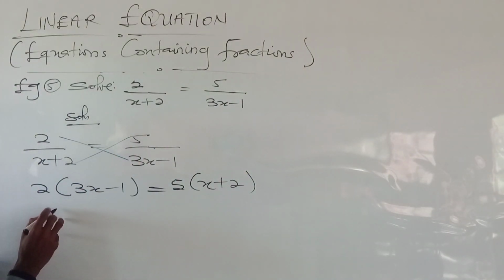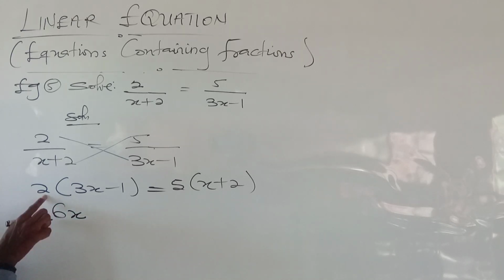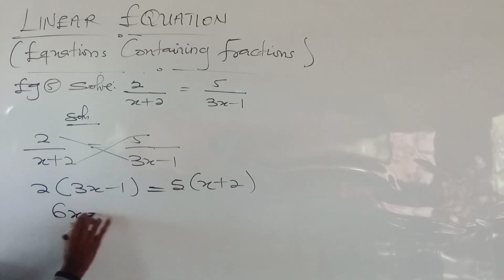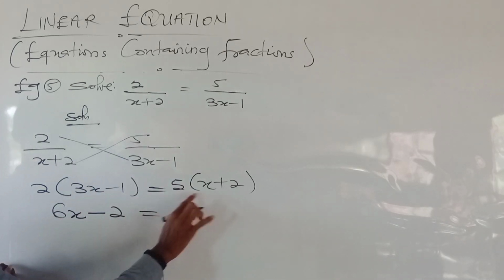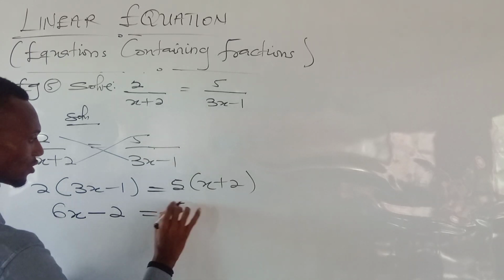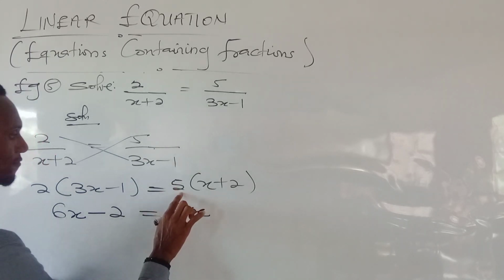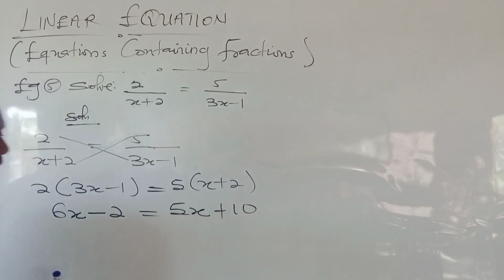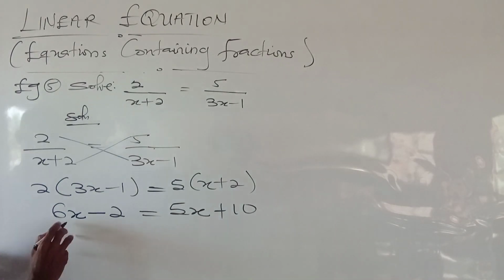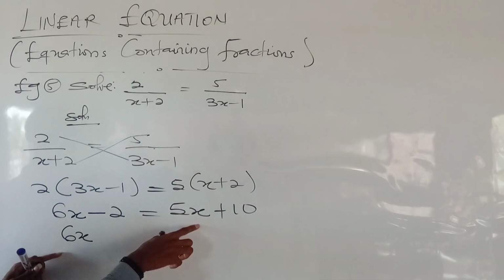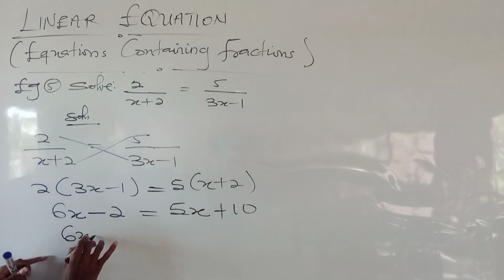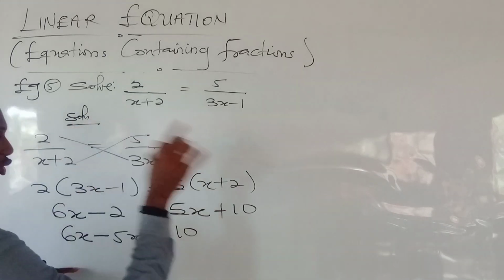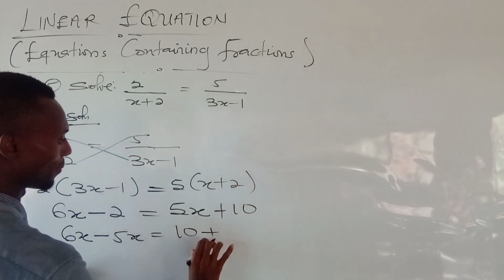2 times the 3s gives us 6s. 2 times minus 1 gives minus 2. So minus 2 equals 5 times s, which gives us 5s, and 5 times the positive 2 gives positive 10. From here we group like terms. When I write this 6s here, this 5s will cross the equal sign to join it, so it becomes minus 5s equals 10, then this minus 2 also crosses the equal sign, goes and joins the 10, so it becomes plus 2.